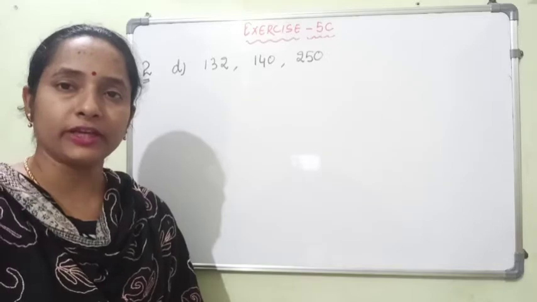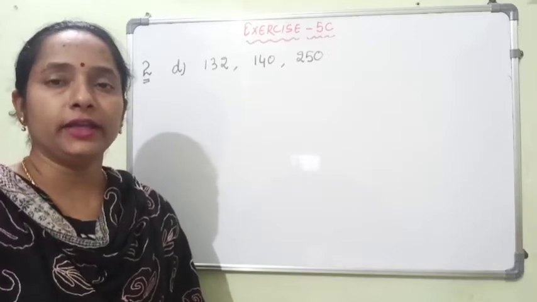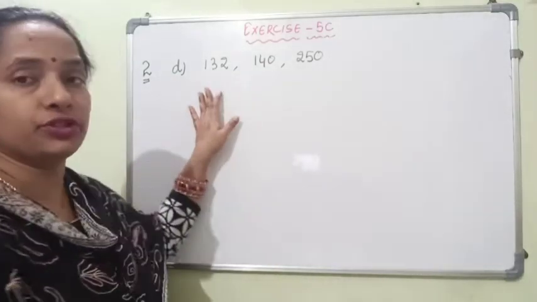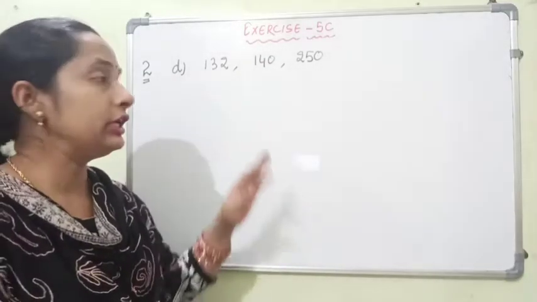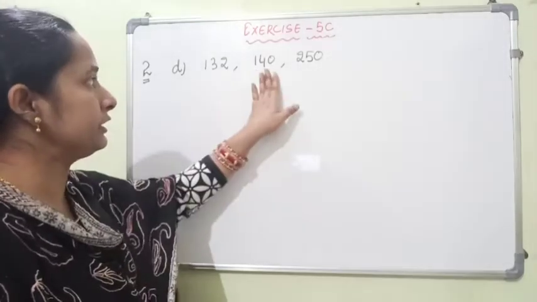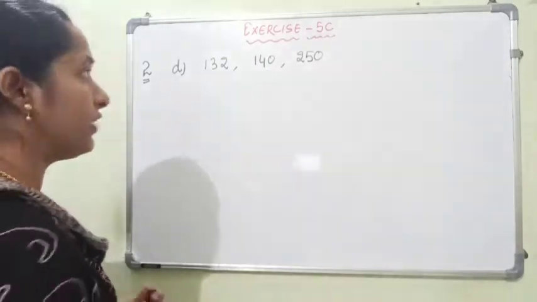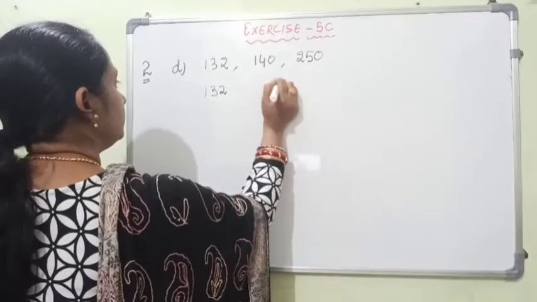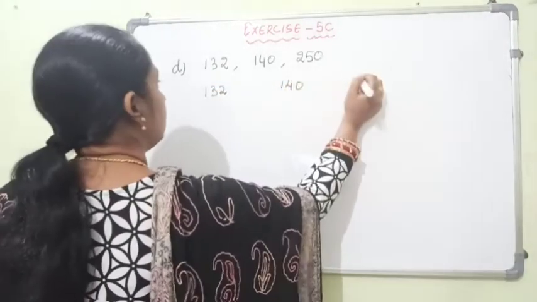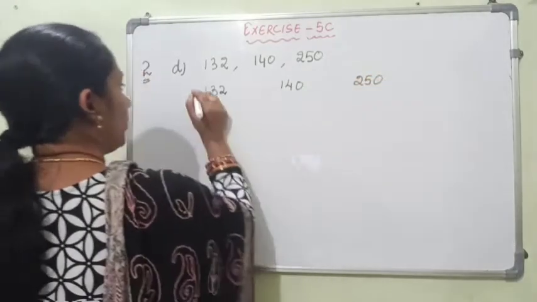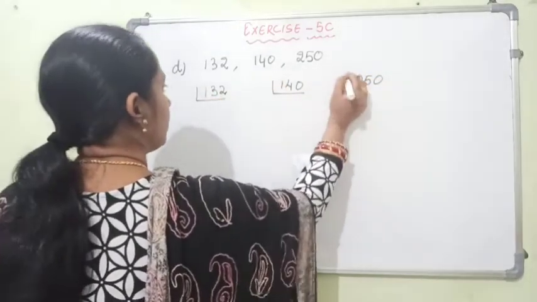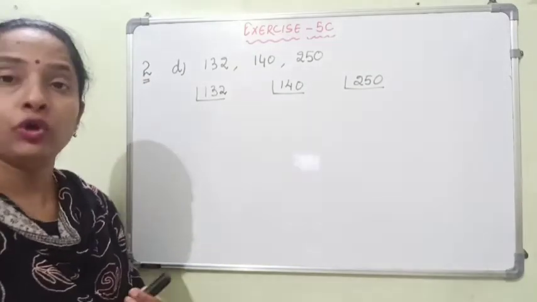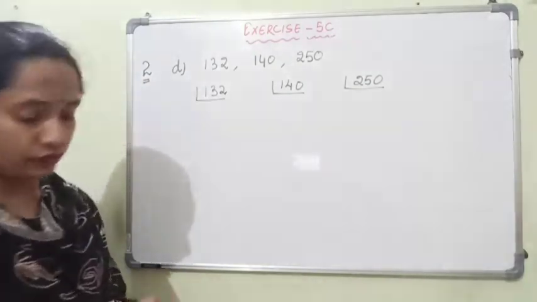Now let us solve the second question, that is finding HCF by the prime factorization method. I have selected question number D. I am doing this for you. Here we are given the numbers 132, 140 and 250, where you have to find the HCF by the prime factorization method. So what do we have to do first? First we have to do the prime factorization of these given numbers and then move forward.